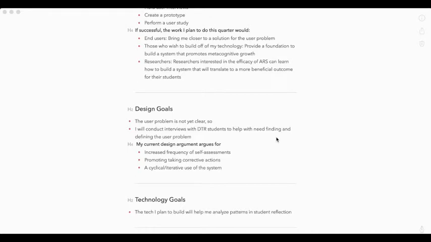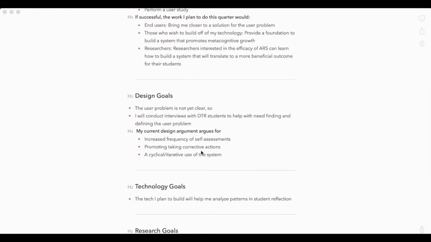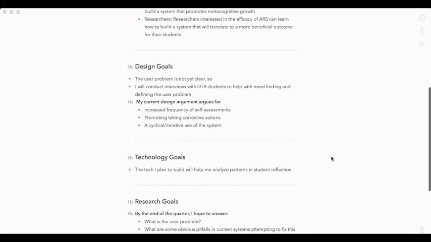Of course, these self-assessments will be much more condensed than the quarterly or mid-quarterly ones, and will be used to highlight important points that will be useful for students to keep track of regularly through the quarter. Another argument is promoting taking corrective actions and an overall cyclical, or iterative, nature of this system.